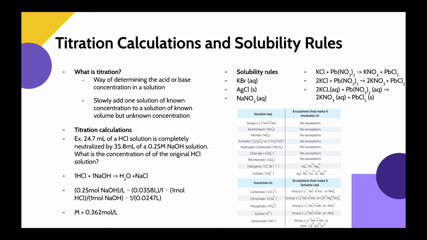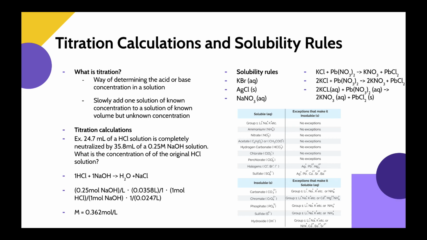For example, we have potassium bromide. So bromine is a halogen which is soluble with the exception of silver, lead, or mercury, which none are attached. Then potassium is a group 1 element which is soluble with no exceptions, so therefore we know that this is soluble and aqueous. Now for the example below that, chlorine is a halogen, but since it's attached to silver, it is insoluble, making the compound a solid. For the next example, we see that nitrate is soluble with no exceptions, so our compound is soluble and aqueous.